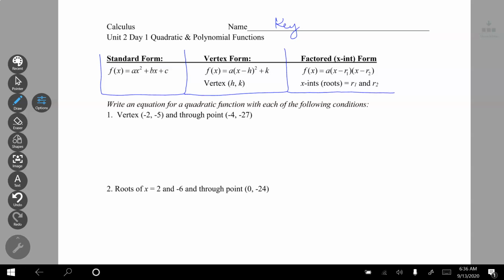So example number 1 is that we are given the vertex, so I would use vertex form. y equals a(x + 2)² − 5, and then I have another point. I can put it in for the x and the y.